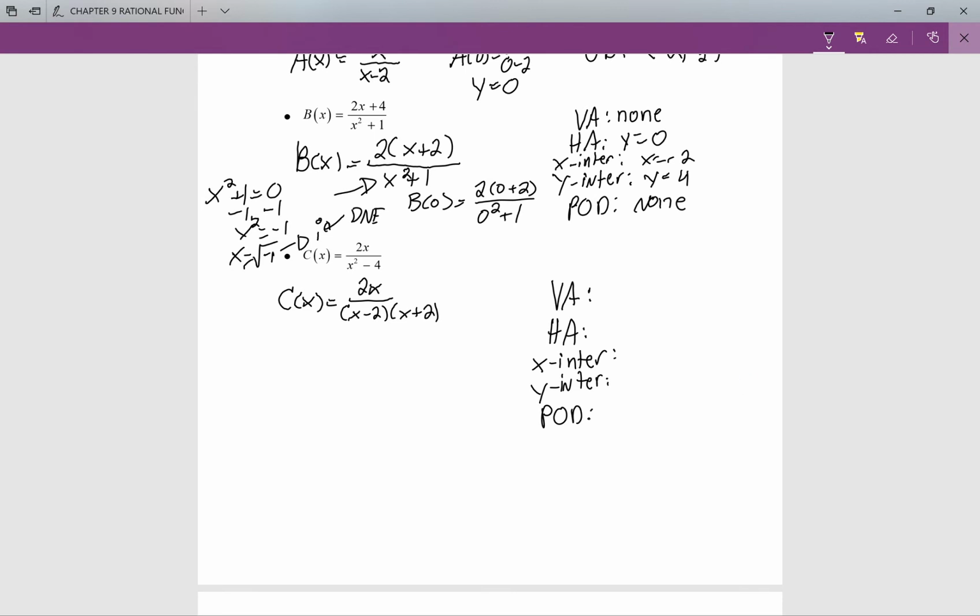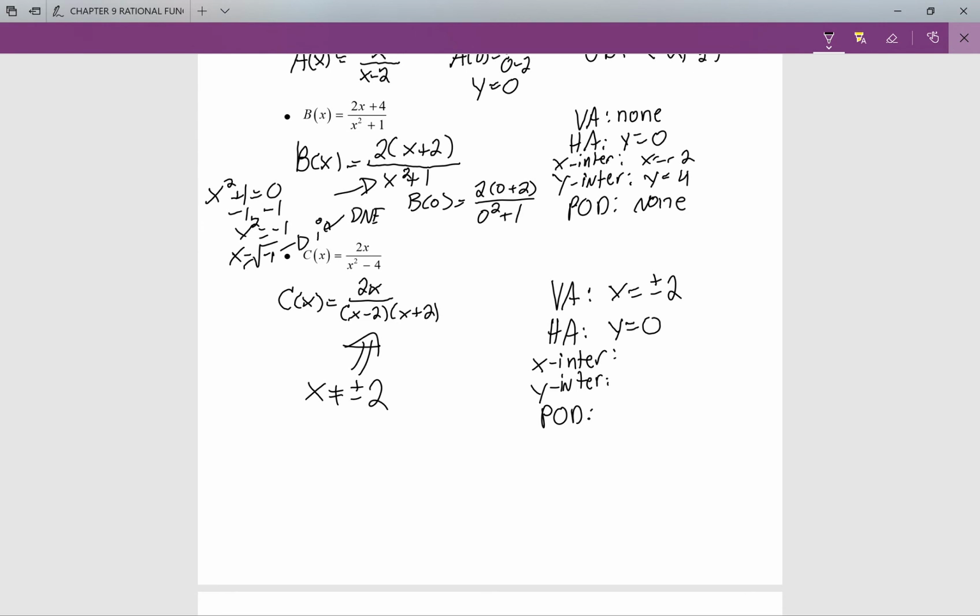So, vertical asymptote, well, in this case, we notice that we have two vertical asymptotes. My vertical asymptotes occur at my non-permissible values, which would be plus or minus 2. So my vertical asymptote is going to be at x equals plus or minus 2. My horizontal asymptote. I see again the degree on the top is 1, the degree on the bottom is 2, so the degree on the top is lower than the degree on the bottom. So my horizontal asymptote is going to occur at y equals 0.